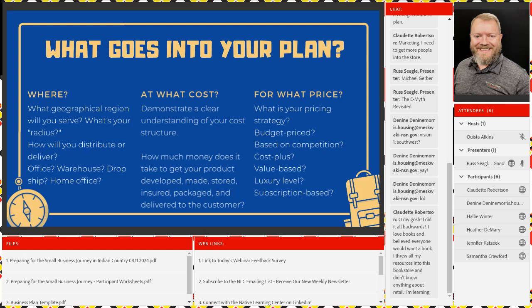If I own a convenience store or bodega in Brooklyn, New York, my radius might be a 2 or 3 block radius. That's it. I don't really care what happens in Manhattan. I don't care what happens in upstate New York. I certainly don't care what happens in Florida or Utah. I just don't care. That's not my world.